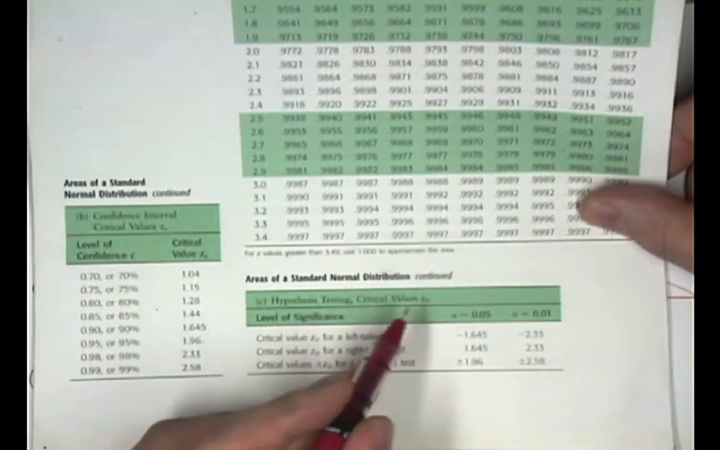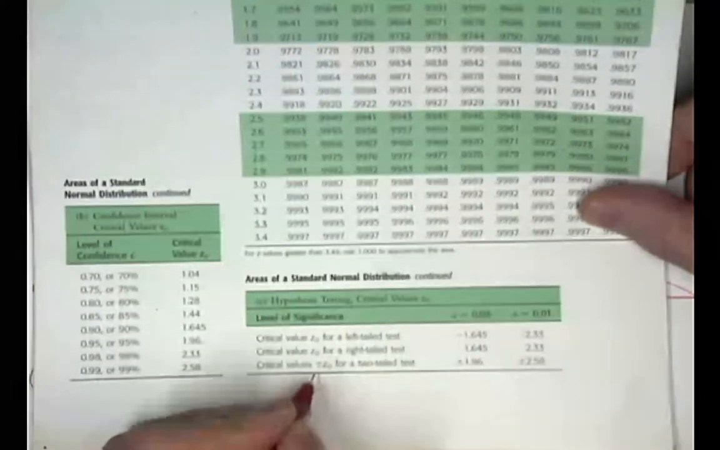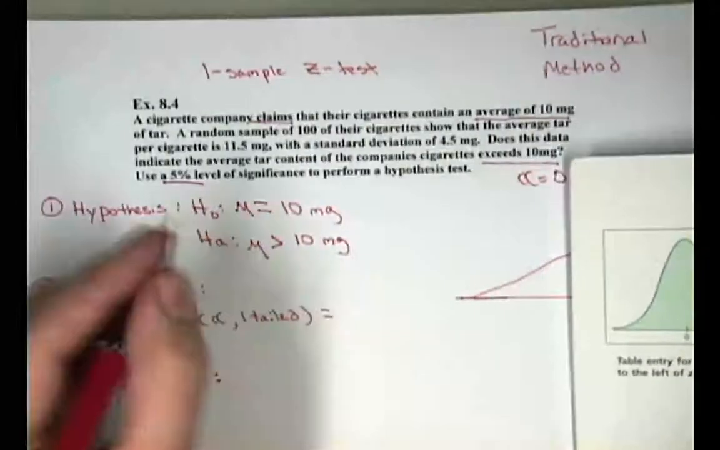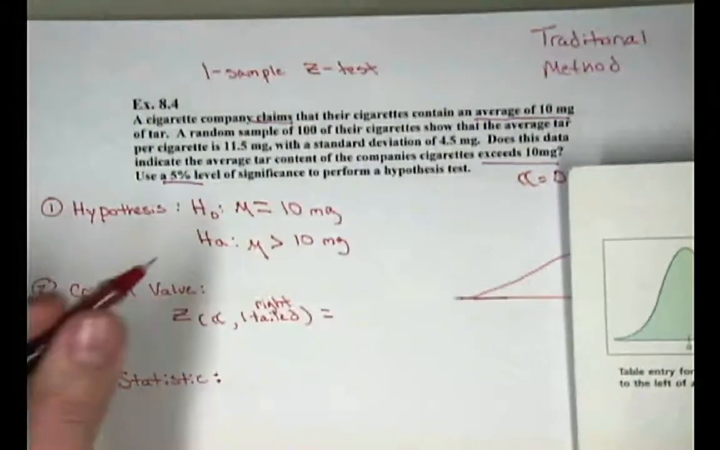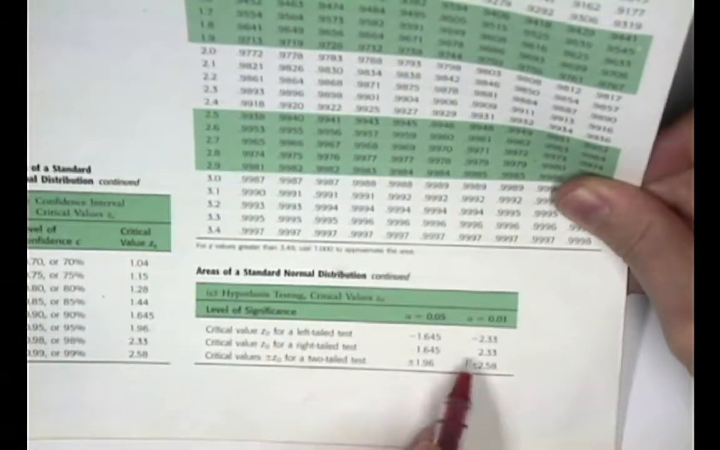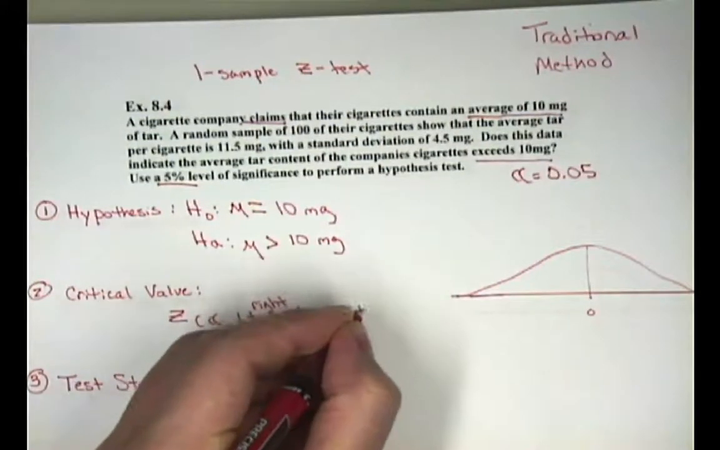Hypothesis testing critical values. Okay, Z naught. Critical value for a left-tailed test, critical value for the right-tailed test, critical value for a two-tailed test. We have a one-tailed test. The arrow is pointing to the right, so it's going to be a right-tailed test. So when we look up on our little cheat table, we're going to look for a critical value for a right-tailed test. We're going to use one of these. These are the most common alpha values used, 0.05 and 0.01. We were using 0.05 in this problem, so let's write down the corresponding Z critical value.